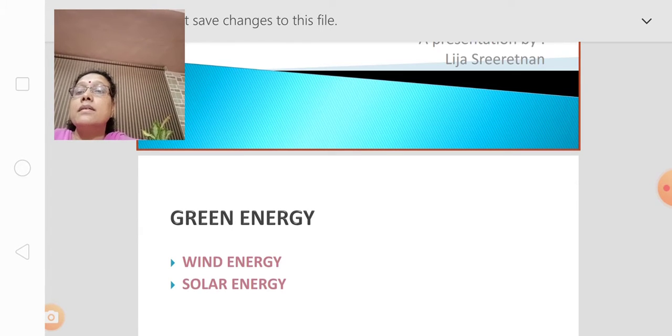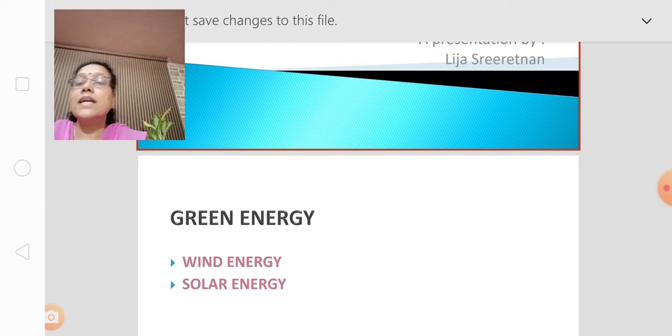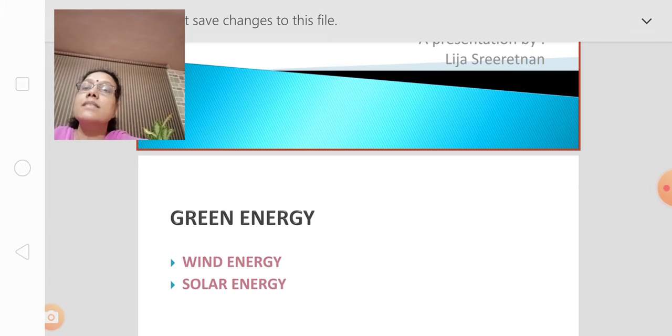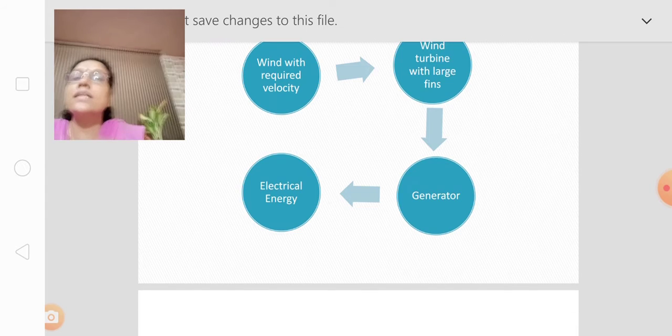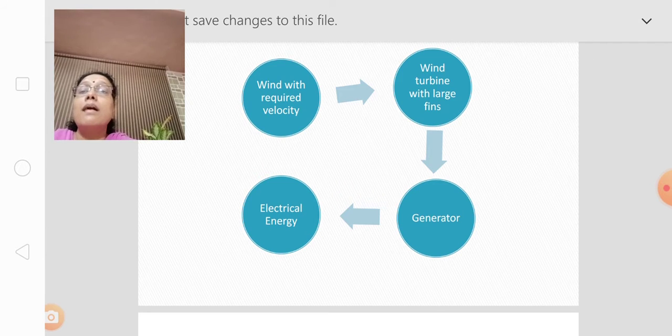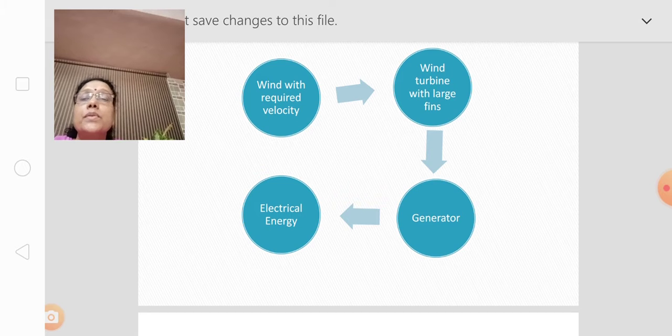On June 2nd, in various parts of India, a cyclone called Nisarg struck. In Mumbai also, the cyclone struck. As the wind strikes the blades of the turbine in a windmill, it starts rotating and thus electricity can be produced. Here the flow chart is there. One wind with required velocity, then a wind turbine with large fins generates electrical energy. So this is the chart showing the stages of electricity generation using wind energy.